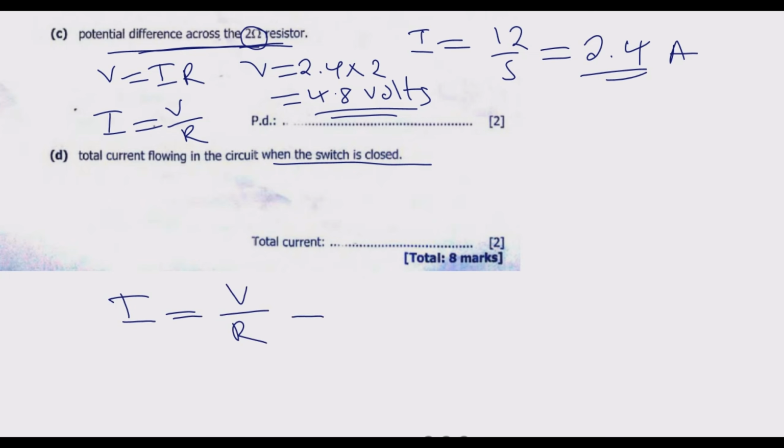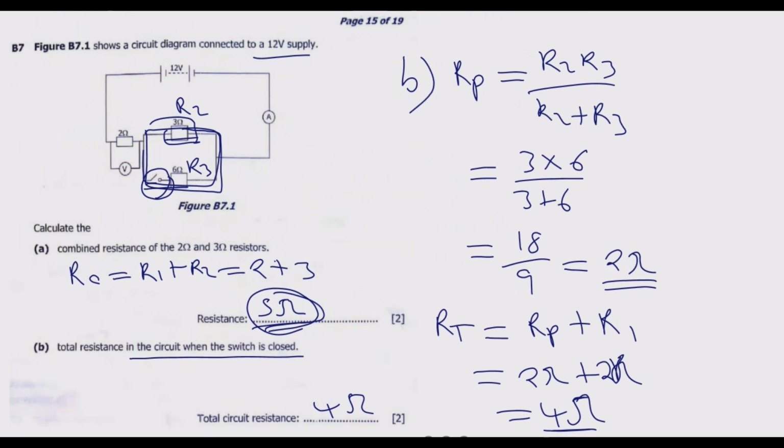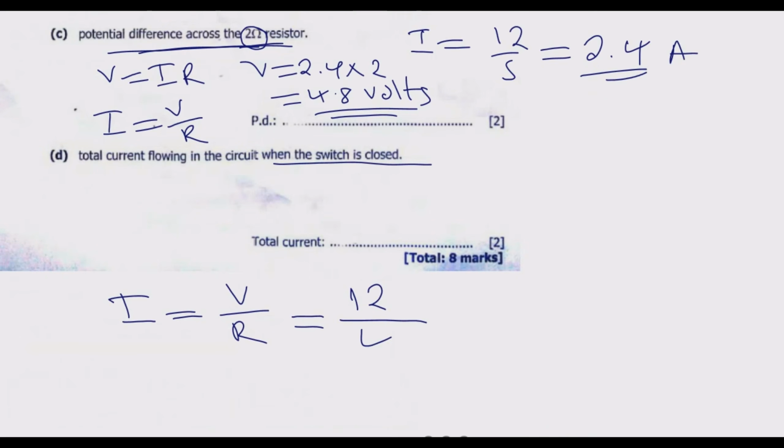So remember, we've already found the resistor, and we know that the voltage is 12. Then the combined resistance when the switch is closed, we found it to be 4 ohms from part B. Then we can proceed to substitute. So we put 4, then 12 divided by 4, we remain with 3. So 3 amps is the total current flowing in the circuit when the switch is closed. So basically this is how you get the 8 marks on this question.